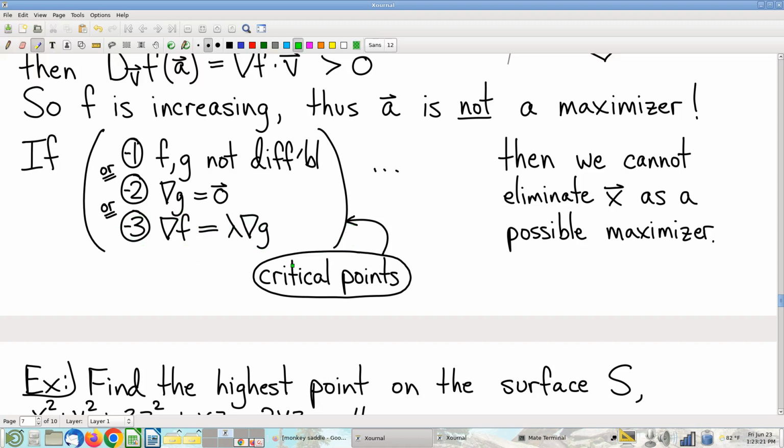Keep in mind, what we have is a process of elimination. If you want to claim that something is the biggest or the least or whatever, you have to entertain all the possibilities. And the only way you entertain all possibilities is by actually checking all three conditions. So again, it's very important to check all three conditions. If you don't, then you haven't really proved anything about any of the points that you find.